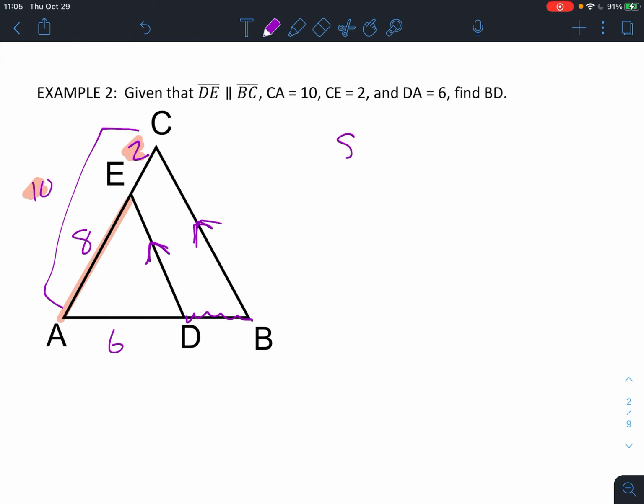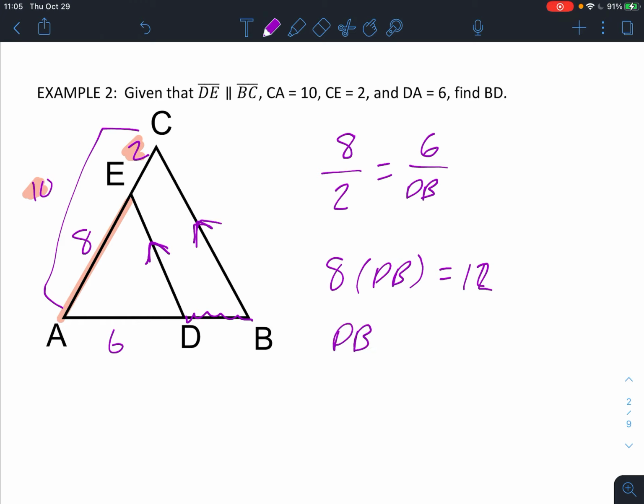So now I can set up a proportion. AE over EC is the same as AD over DB. 8 times DB is equal to 6 times 2, which is 12. Divide both sides by 8. We get our answer of 1.5. So DB or BD is 1.5.